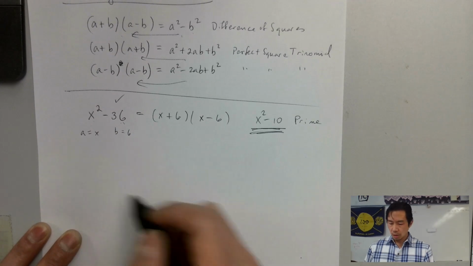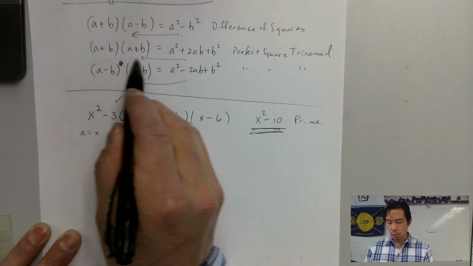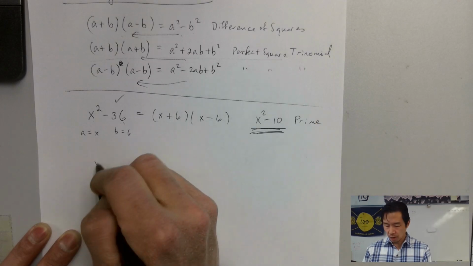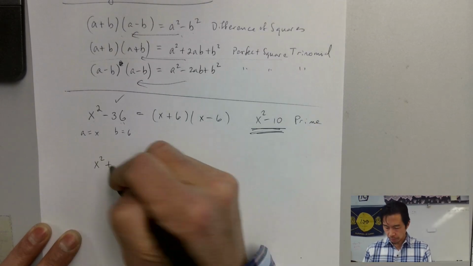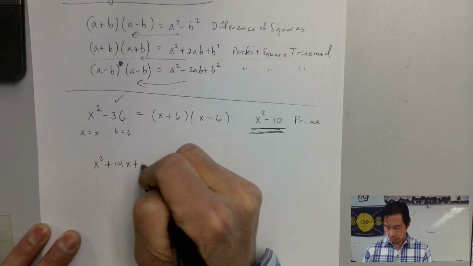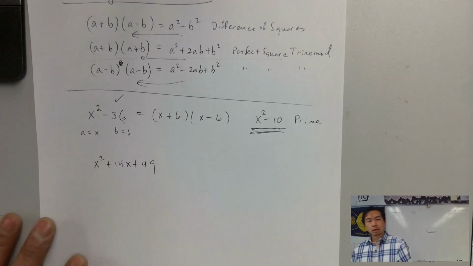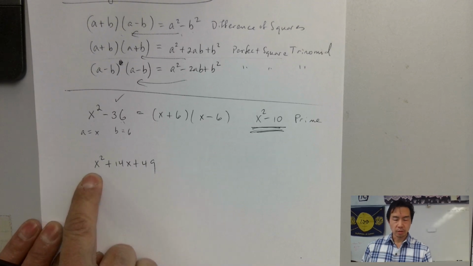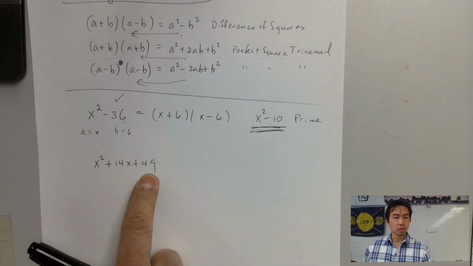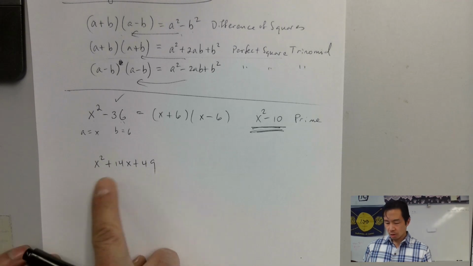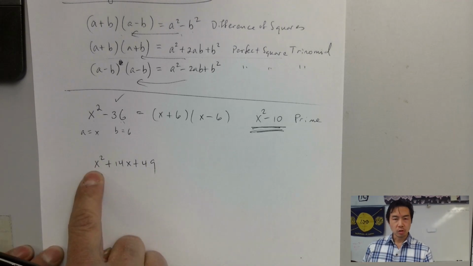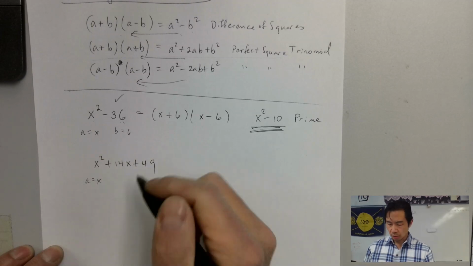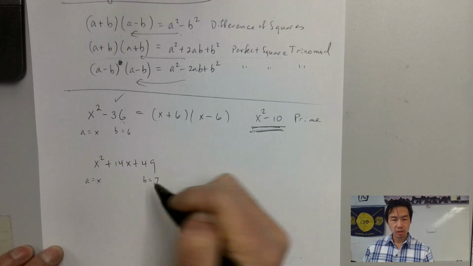Okay, now for an example of the first type of perfect square trinomial, we first check, is this a perfect square? Yes. Then we check the third term. Is this a perfect square? Yes. Okay, if the first one corresponds to a squared, that means a is x. And looking at the third term, b is 7.